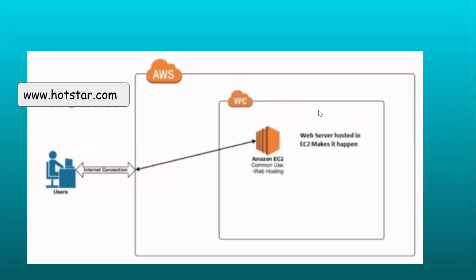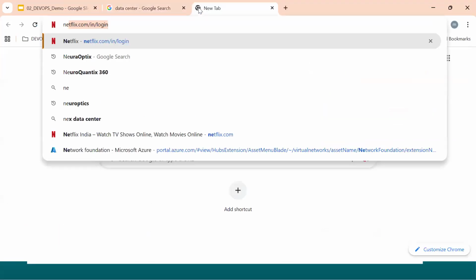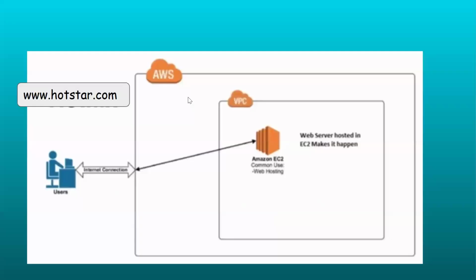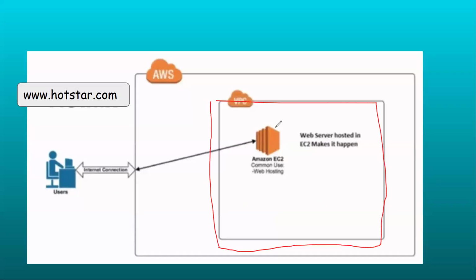Got it. Fine. So for example, let's say I want to deploy a Netflix kind of application. What do we need to do first? First, we need to create a network. We need to create a server. On top of it, we place Netflix. Then we can access it over the internet.